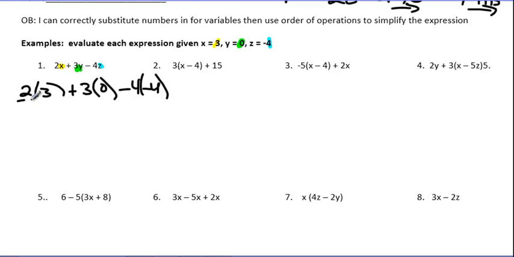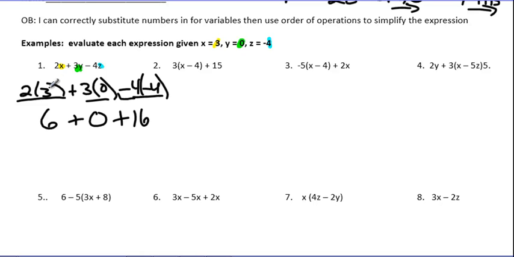Order of operations tells me I could do all 3 of these multiplications in a row. So that's 6. Positive times positive is positive. And then 3 times 0, anything times 0 is 0. And then the last one we've got to be really careful on, because we're not just looking at 4 times negative 4, we're looking at the sign in front. That's negative 4 times negative 4, and that's positive 16.